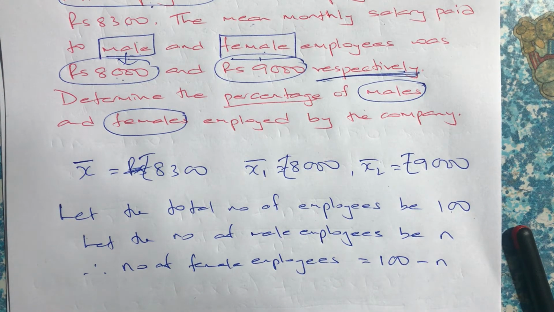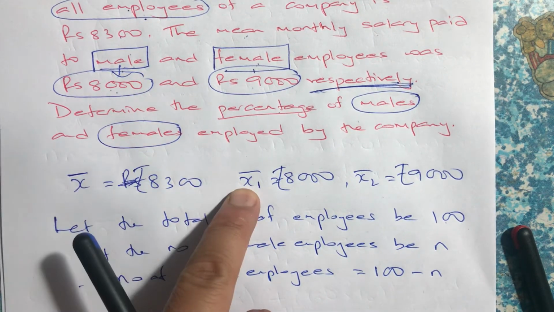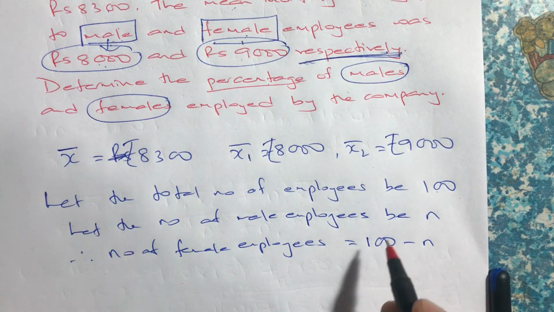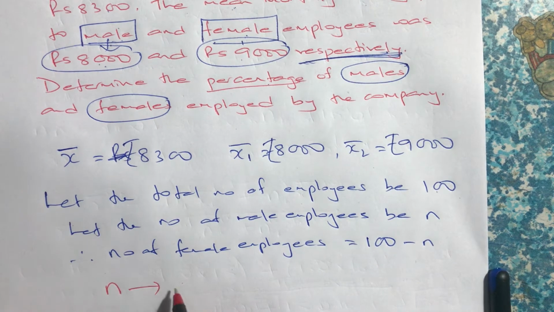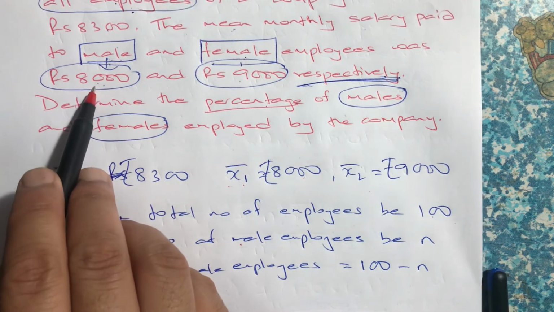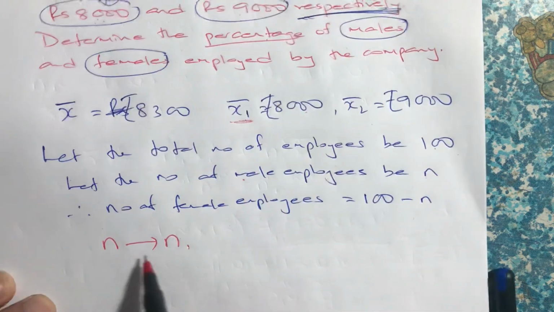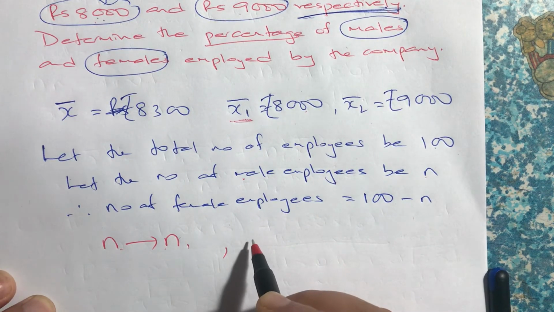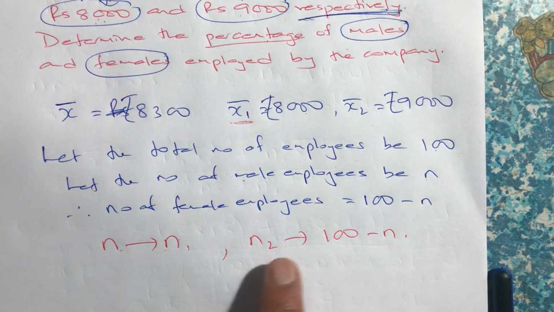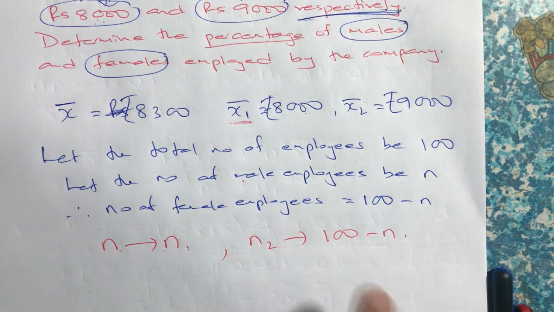Okay, and since we have considered the male mean to be x1, whatever is for the male we have to take in terms of 1. So n over here is indirectly n1. Why? Because we considered male as 1, since the male's mean salary of 8,000 was taken as 1. So n is indirectly n1. Obviously, n2 is then 100 minus n. Females we took as 2, so over here female employees, n2, is indirectly 100 minus n.